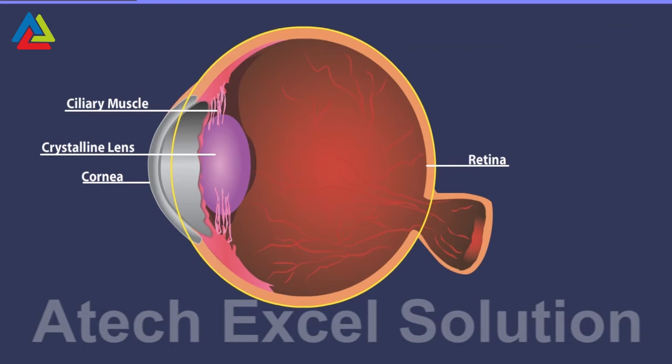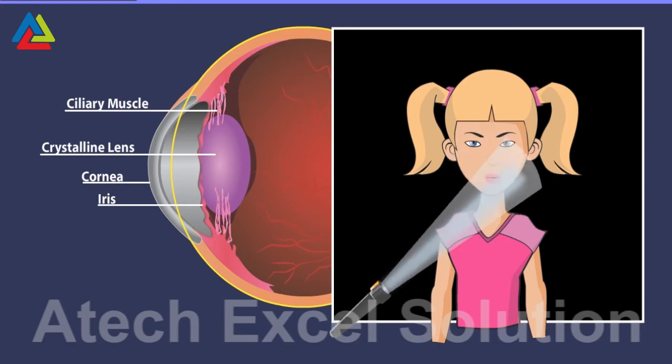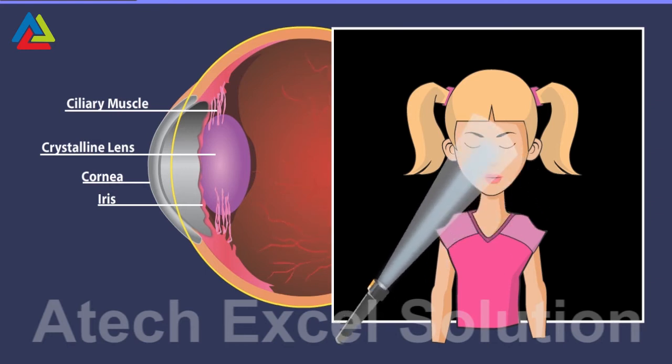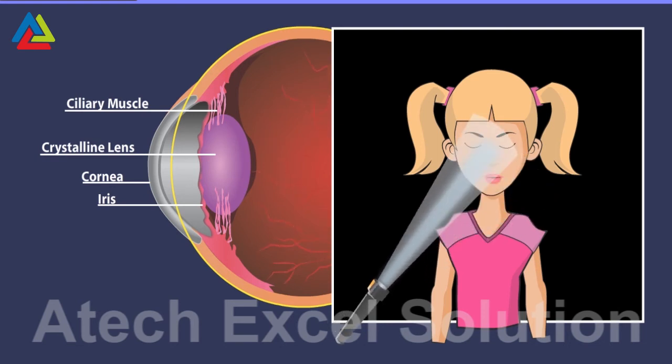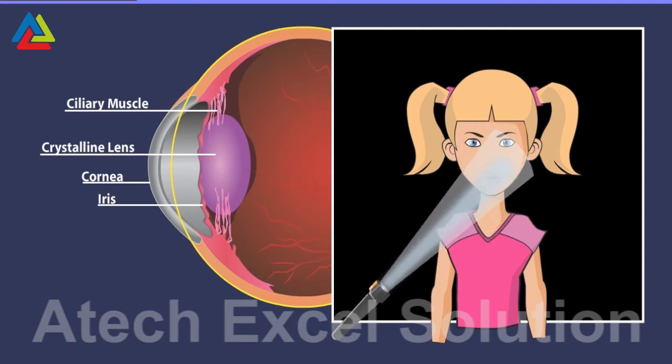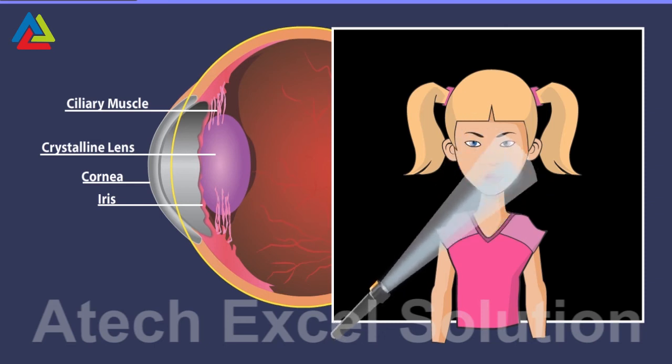Behind the cornea, there is an opaque circular diaphragm called iris. The color of the iris determines the color of the eyes of a person. The iris has a central hole called the pupil. Due to its muscular action, the iris controls the size of the pupil and hence regulates the amount of light entering the eye. In bright light, the pupil becomes small. In dim light, the pupil opens up completely through the relaxation of the iris.